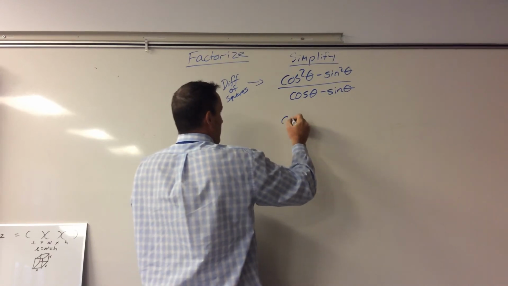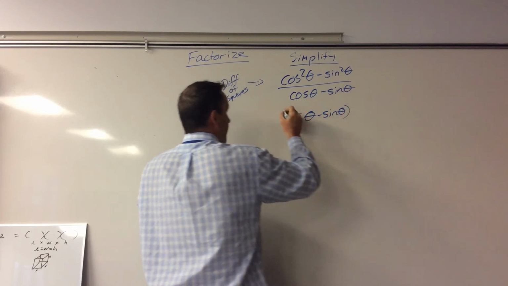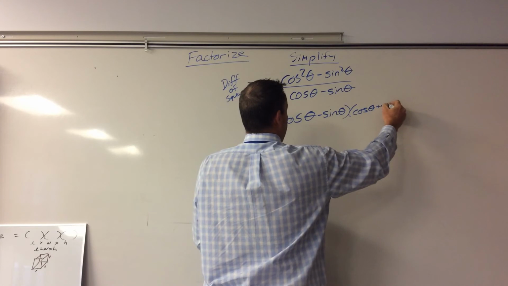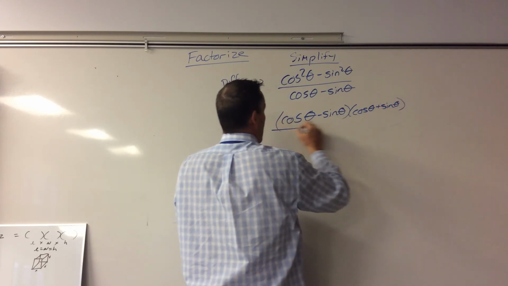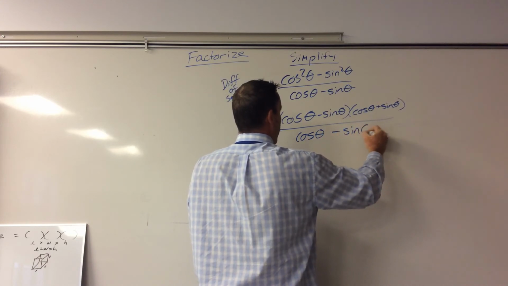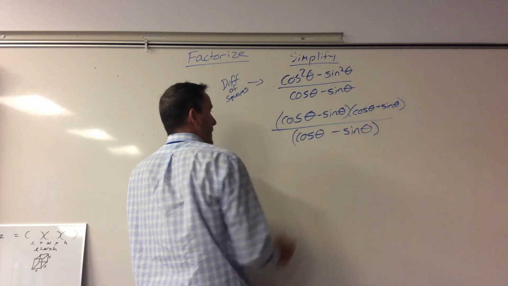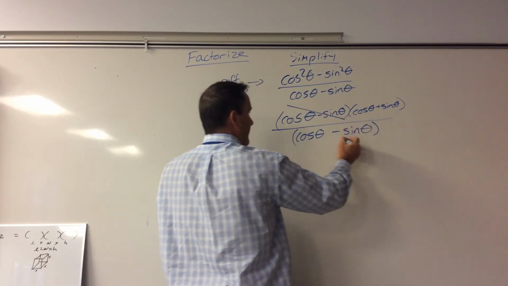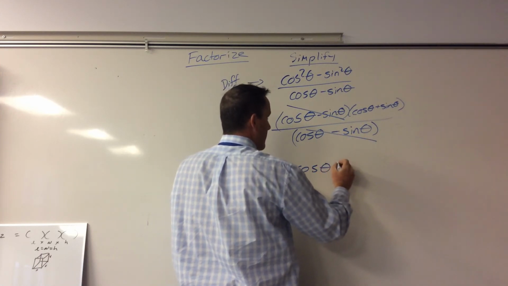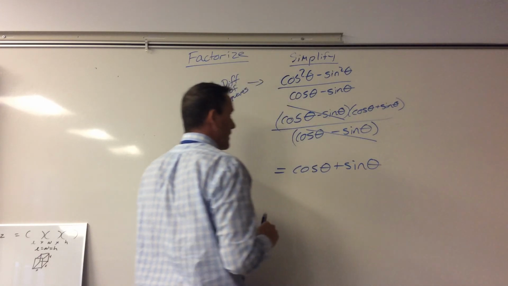So that's going to become cos theta minus sine theta over cos theta plus sine theta over cos theta minus sine theta. So what can I do? I got to visualize this as having brackets around it, because then that can cancel with that, and it leaves me with just cos theta plus sine theta. So there's a couple more examples taken care of.